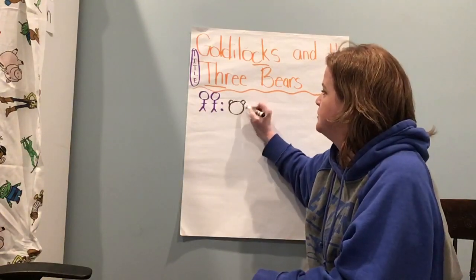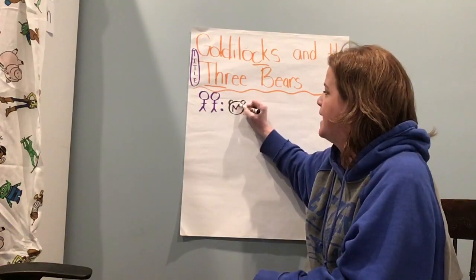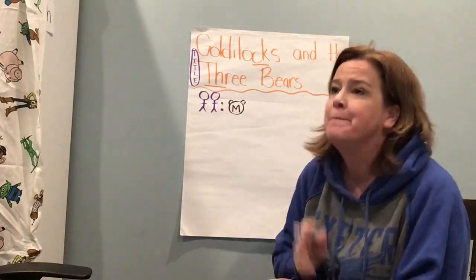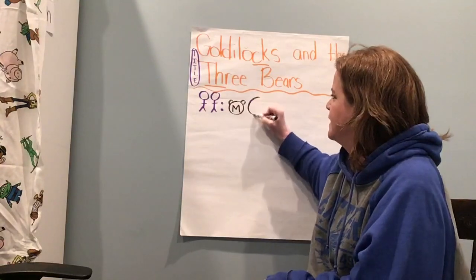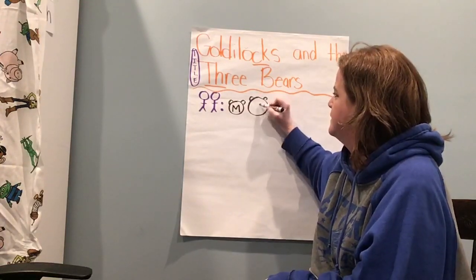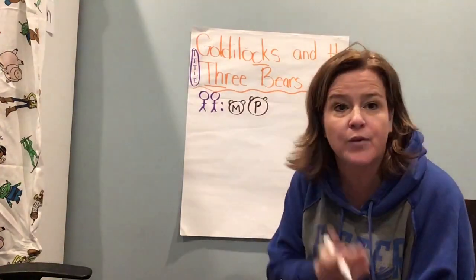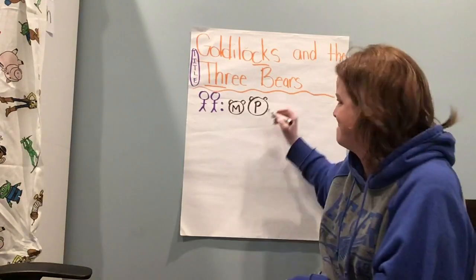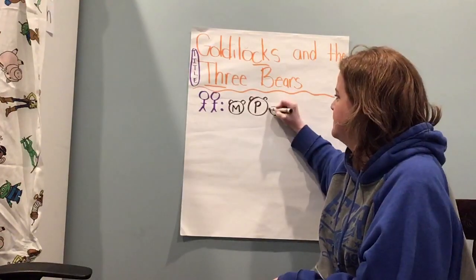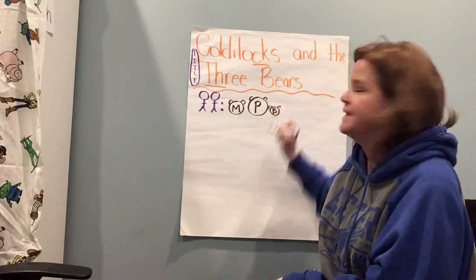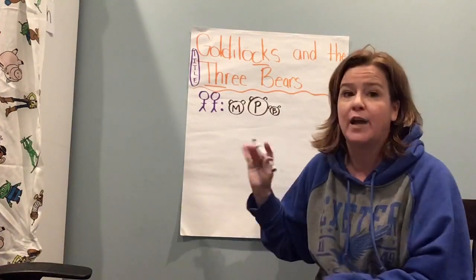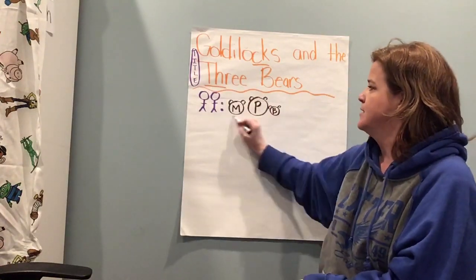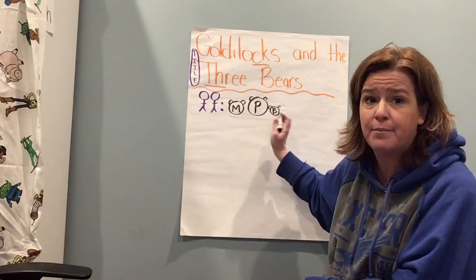So I have Mama Bear. I'm going to just put two little bear ears, and I'm going to put an M in there for Mama Bear. Okay, who else was in there? I heard Papa Bear. I'm going to make him a little bit bigger, and I'm going to put a P in there for Papa Bear. And who's the other one? Baby Bear. Make him a little bit smaller, and I'm going to put a B in there for Baby Bear. So now I know I have three bears in there. Well, that makes sense because it says three bears. There's three bears: Mama, Papa, Baby.